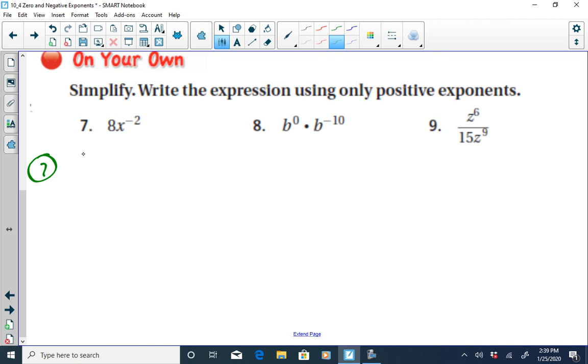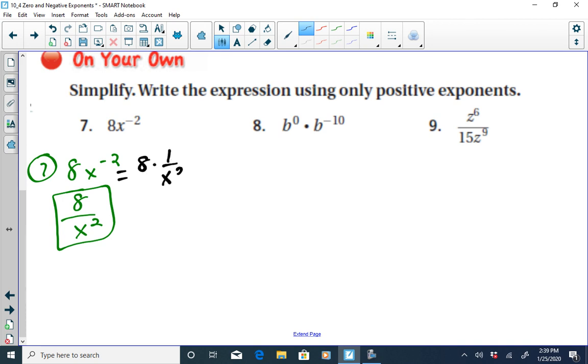All right? So let's take a look at some problems down here, and let's get them done. Problem 7. Right, this is 8 times x to the negative 2. Right, that's the same as 8 over x squared, because we bring the negative exponent into the denominator and we make it positive. All right. Now, I did skip a step there, and I probably shouldn't have, so let me go back. Right, I'll put that intermediate step there. That's the same as 8 times 1 over x squared, right? And that's how we go from here to there.